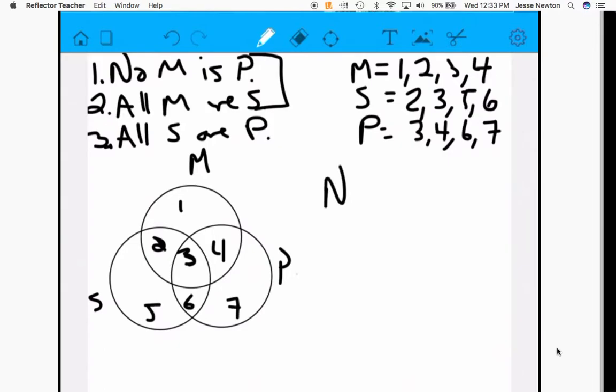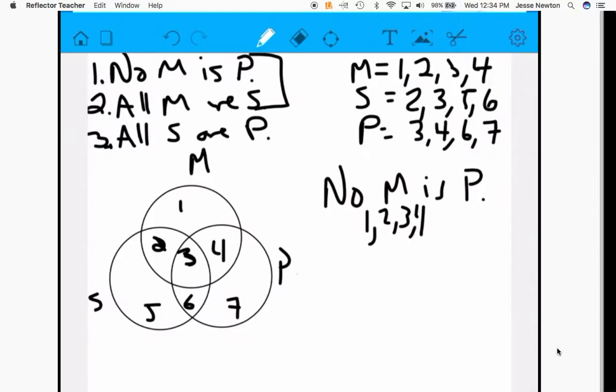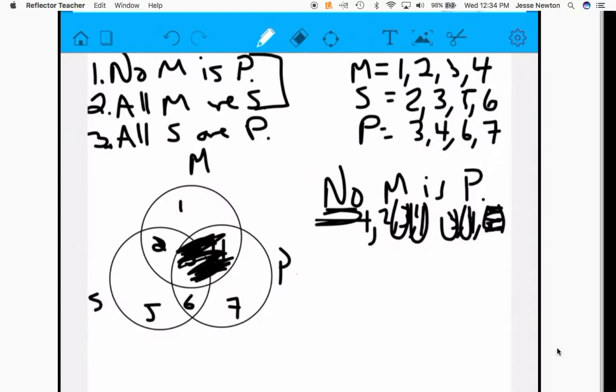But we're going to begin by doing premise 1. No M is P. And M is equal to regions 1, 2, 3, and 4, whereas P is 3, 4, 6, and 7. And what we do is we circle the regions of overlap, which are 3 and 4, scribble those out, we don't need them. And we're saying no to 3 and 4, so we just shade in 3 and 4. All right, so that's how we do that part.